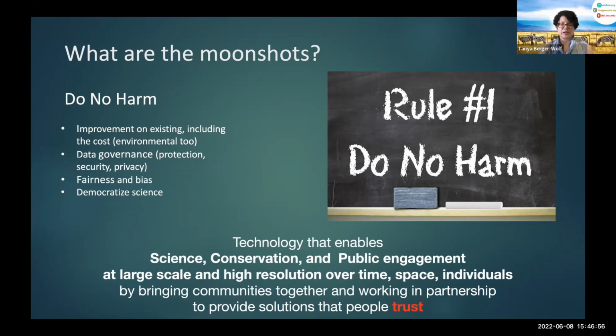We have to get away from this and ensure that the technology is available to all, and that we create technology that enables science, conservation and public engagement at large scale and high resolution over time, space, and individuals by bringing communities together and working in partnership to provide solutions that people trust. Thank you.